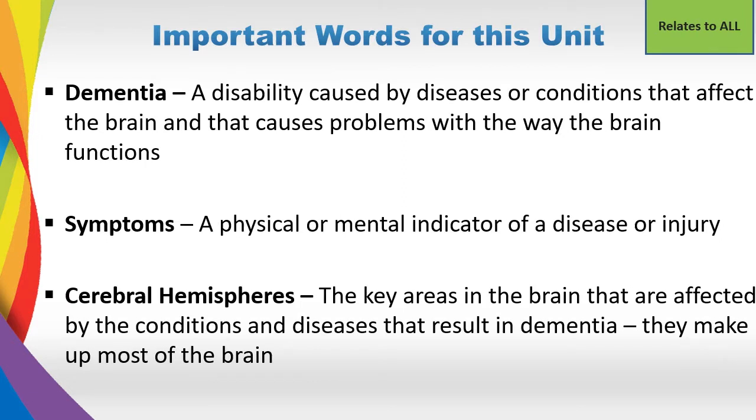So dementia. I have here some important words for this unit. This is going to relate to all of the work that you're doing. So dementia is a disability caused by diseases or conditions that affect the brain and that causes problems with the way the brain functions. The word symptoms means a physical or mental indicator of a disease or injury. Cerebral hemispheres, the key areas in the brain that are affected by the conditions and diseases that result in dementia, and they make up most of the brain.